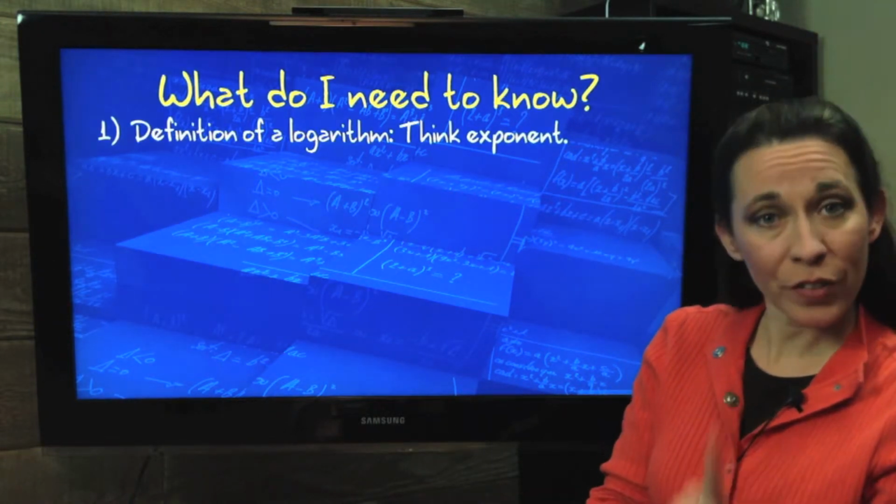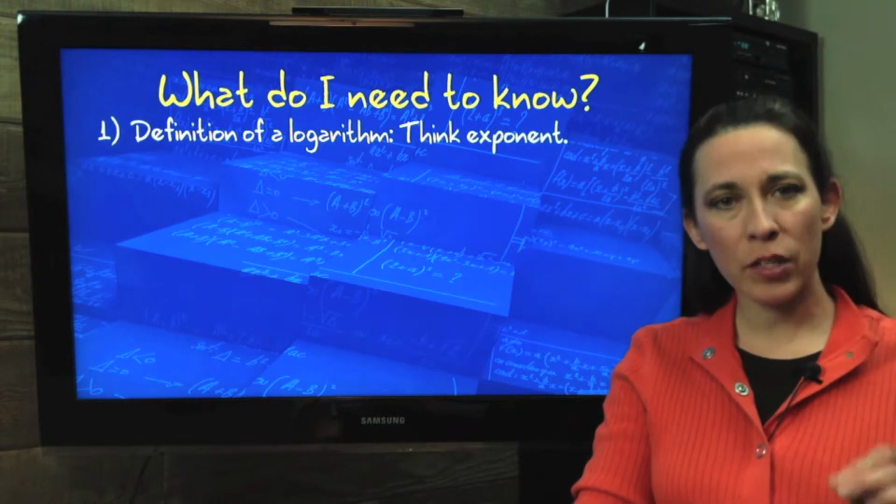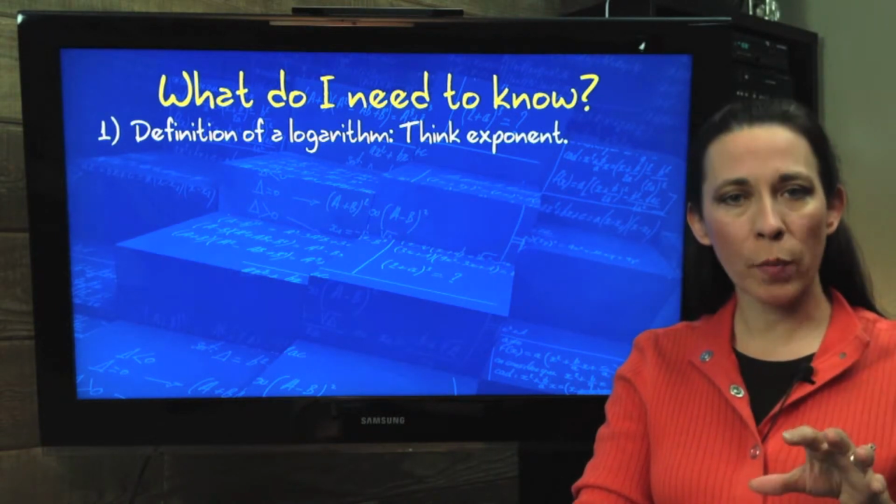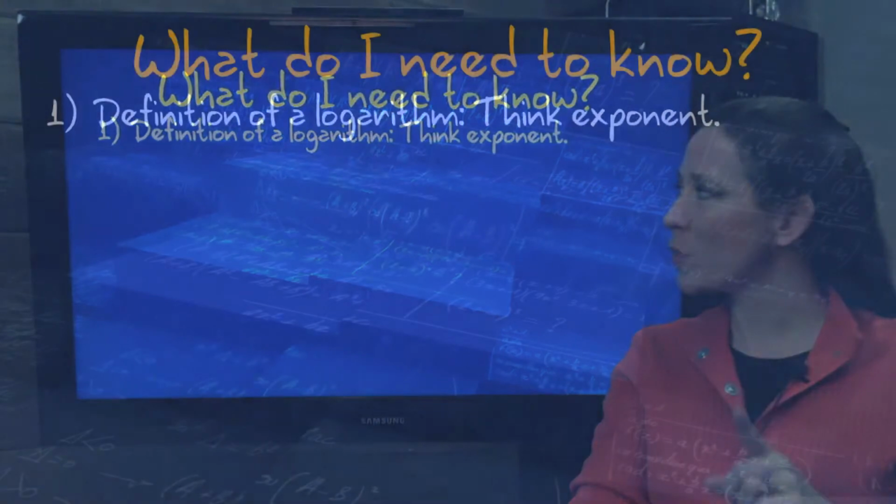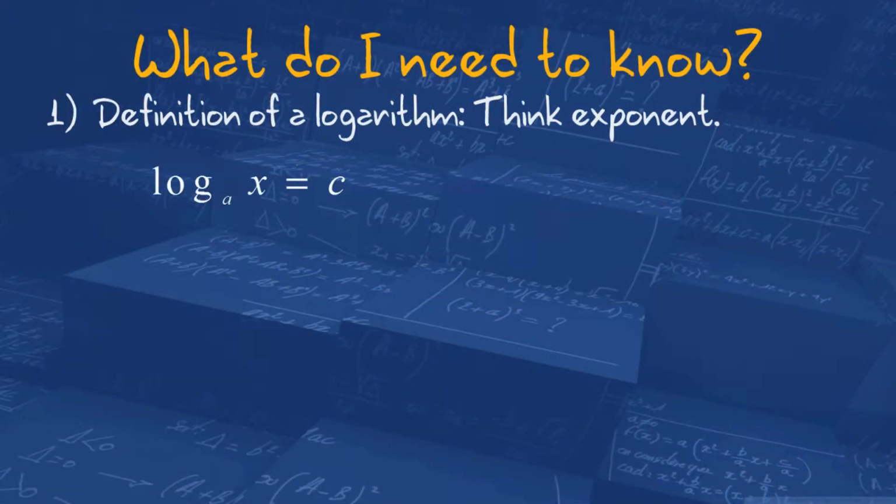First of all, the definition of a logarithm. I want you to think exponents. Logarithms represent exponents. Now let me show you how. If we have the logarithm of base a of x equals c, notice I'm saying base a. Think of base of an exponent. If we take that base of a, we can take it to the power of c. Remember, logarithms represent exponents. So a to the power of c should equal what you're taking the log of, which in this case is x.